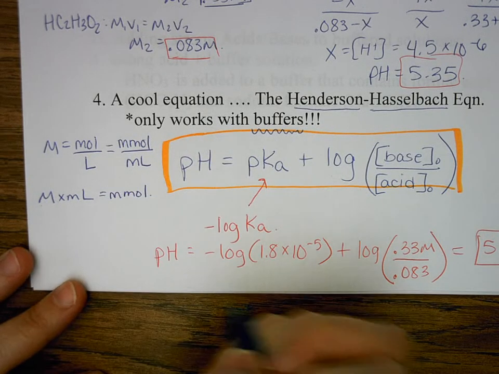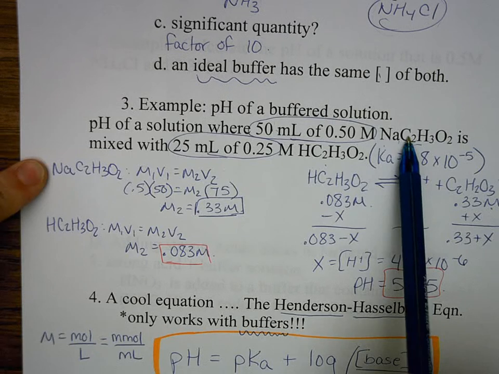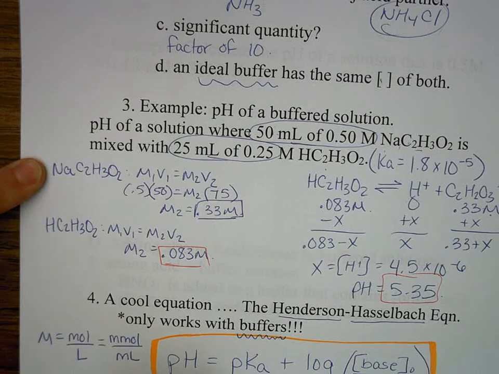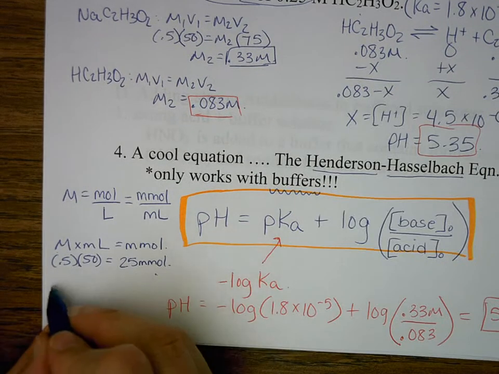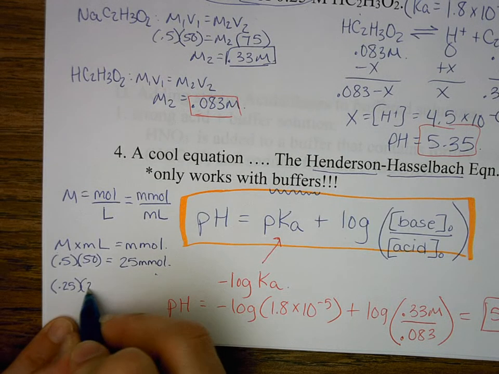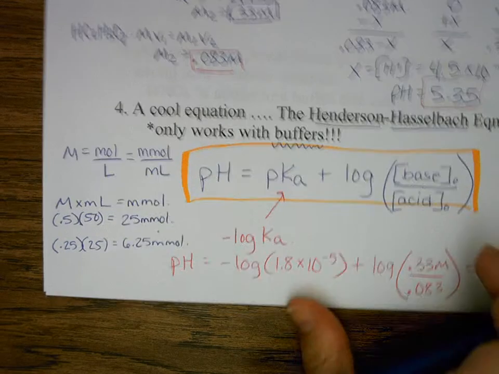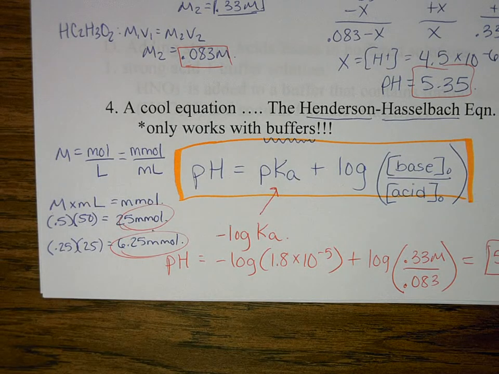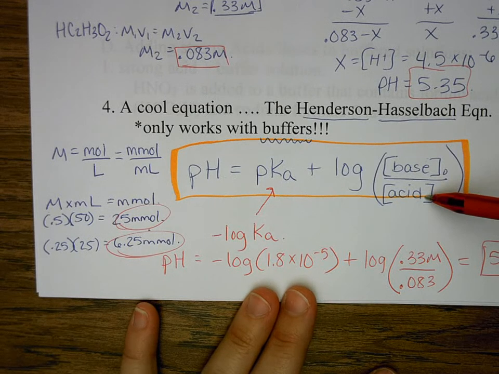So like if I do my sodium acetate up here, my molarity was 0.5, my milliliters was 50. That's 25 millimoles. If I do the same thing for the acetic acid, it's 0.25 times 25, and that's 6.25 millimoles. The reason why this is helpful is because if you just take those millimoles and plug them in instead of the concentration, it will work just fine.